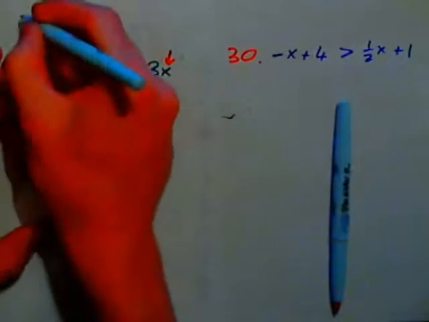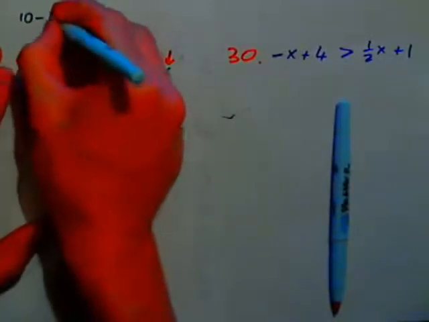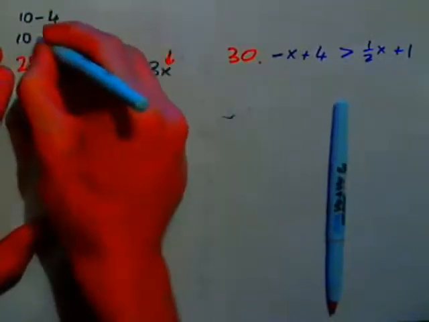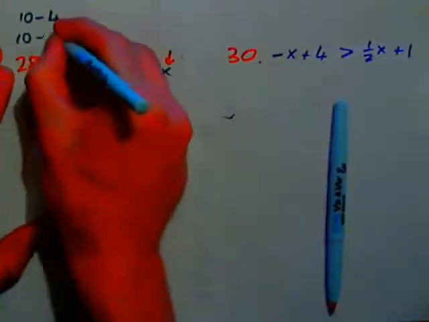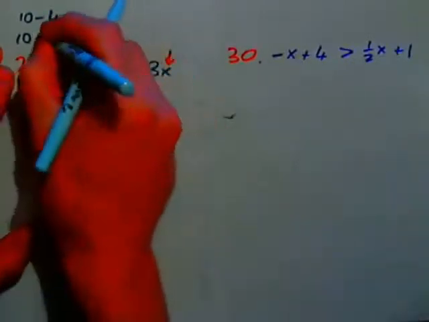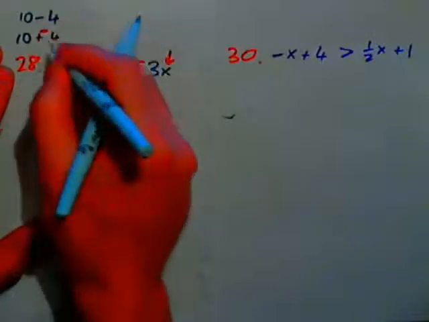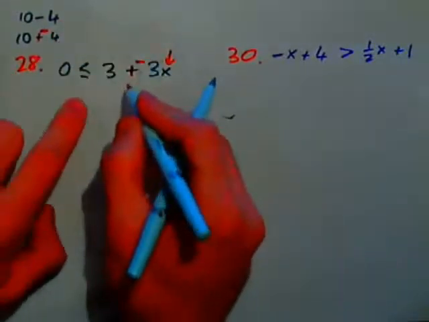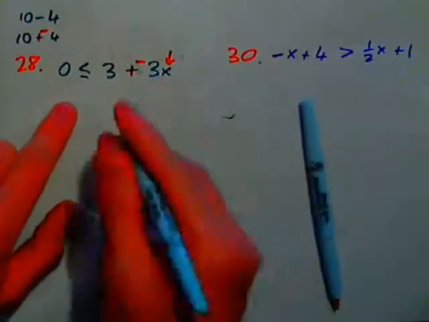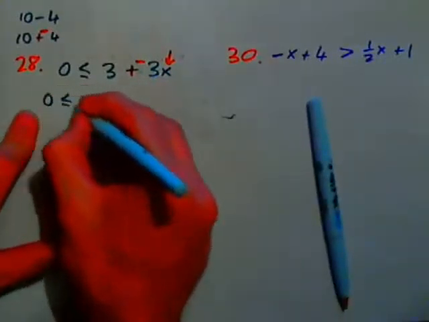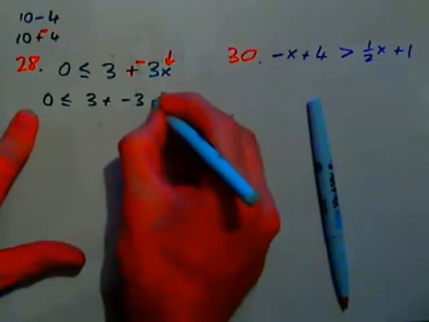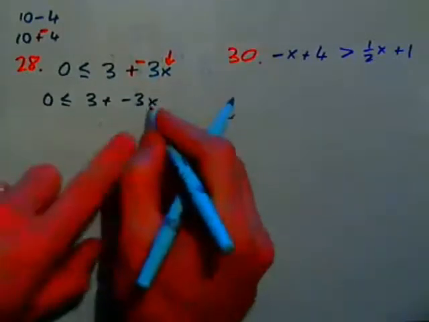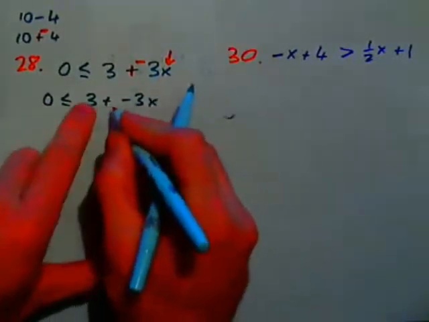Remember, 10 minus 4 is the same as 10 plus negative 4, isn't it? 10 minus 4 is 6. 10 plus negative 4 is also 6. So subtraction can be written as plus negative. So we can think of this as 0 less than or equal to 3 plus negative 3x. So x has been multiplied by negative 3, and then 3 is being added.